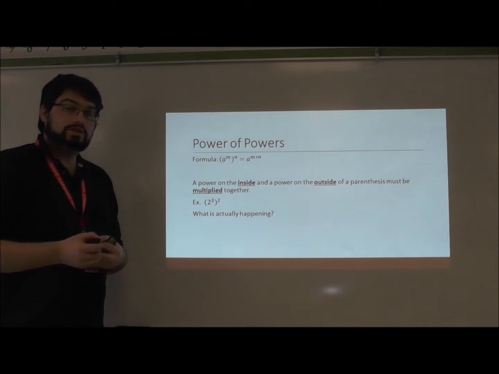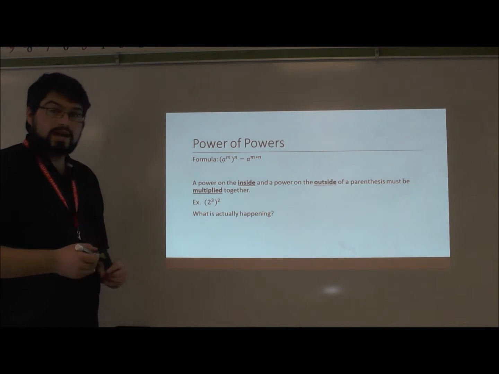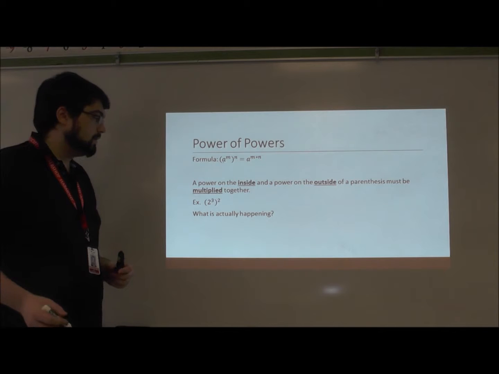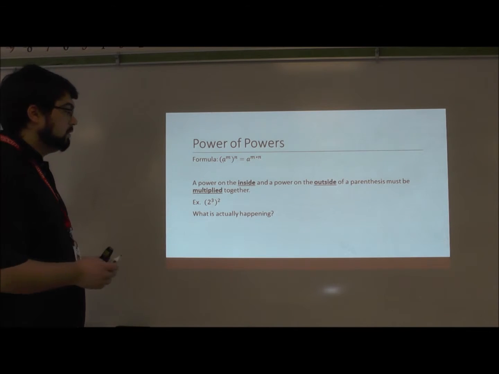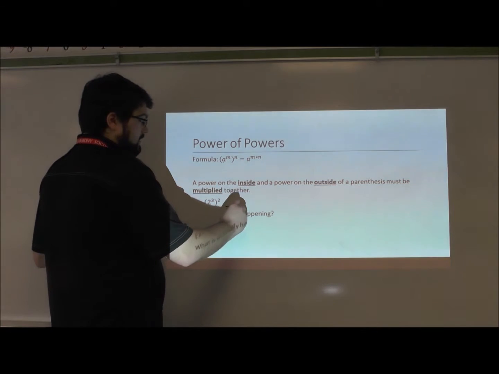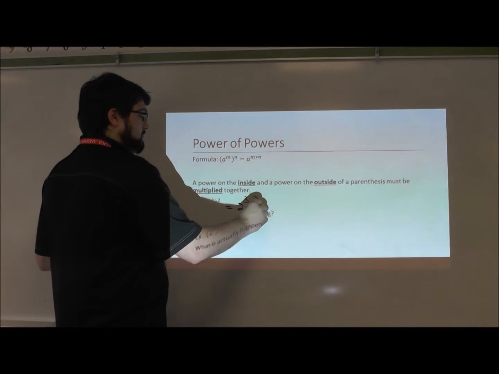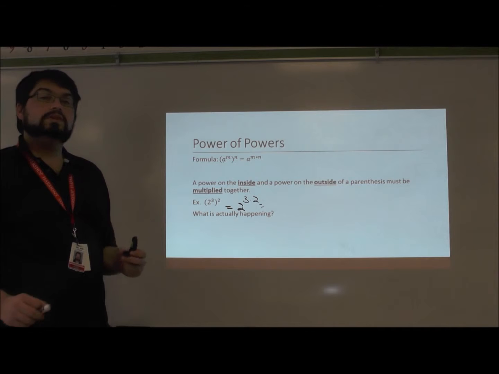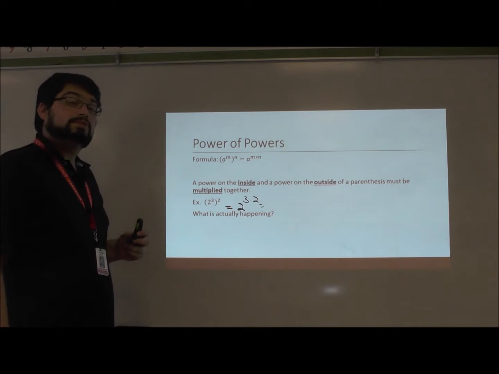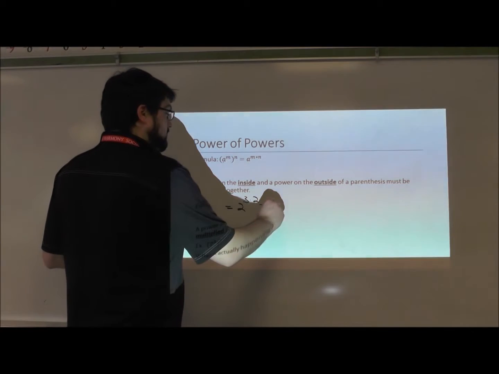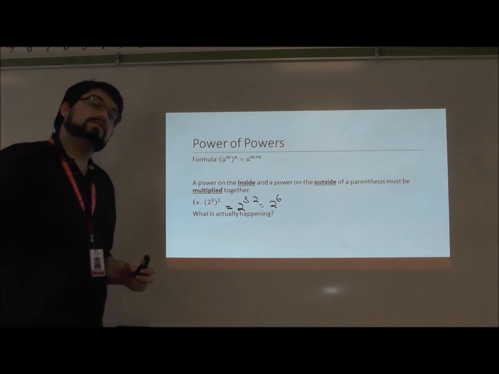Okay, let's do this quick example. We have 2 cubed, all raised to the second power. If we follow our rule, we're going to end up getting 2 to the 3 times 2. And we know what 3 times 2 is. 3 times 2 gives me 6, so overall this will be 2 to the 6th power.